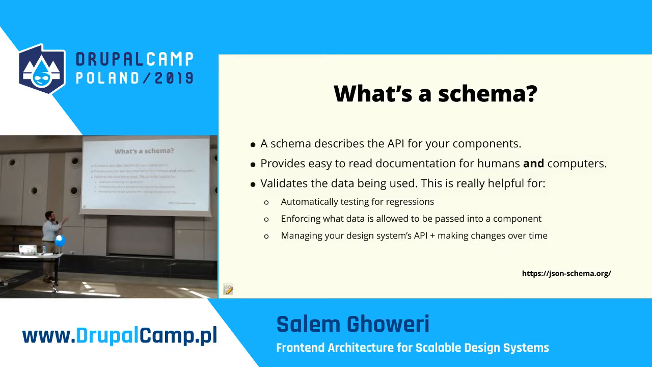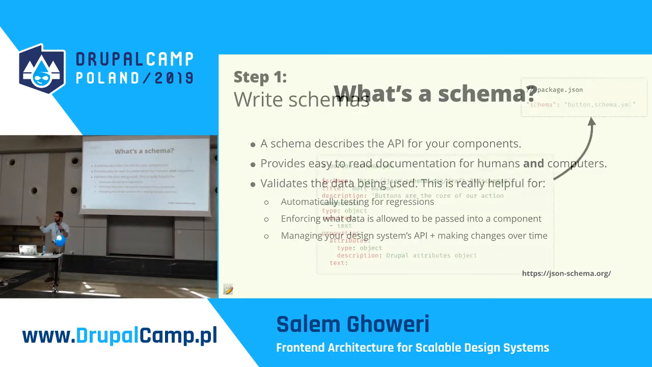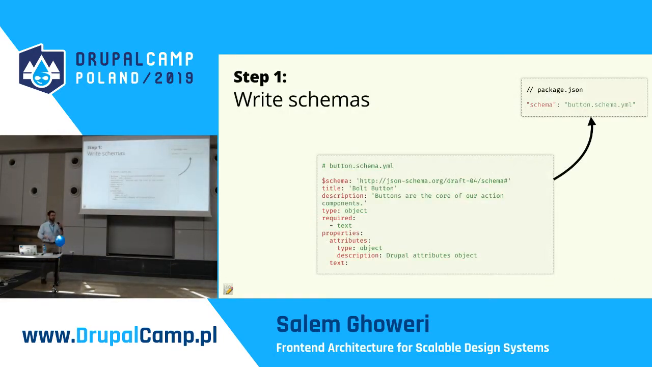Which really lets us make changes to the design system's API so that over time things don't break, they stay up to date, they're using the latest specification that we've defined. So how do you do this? Well, for starters, write schemas.